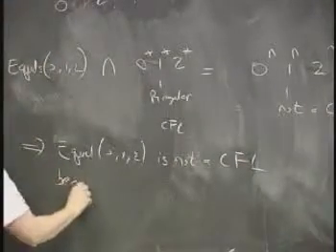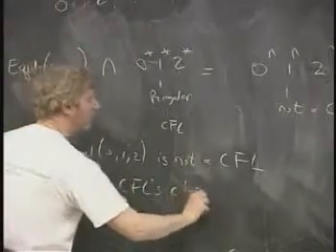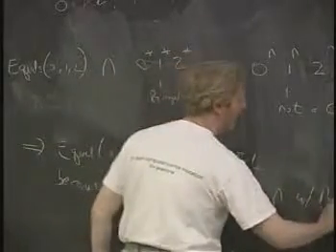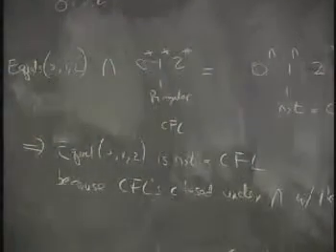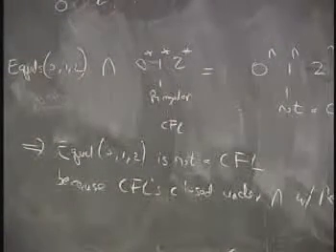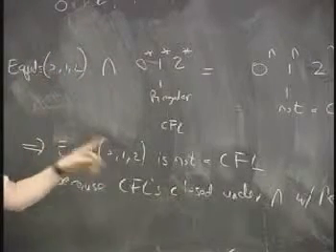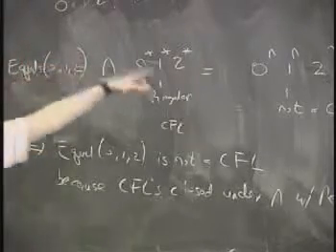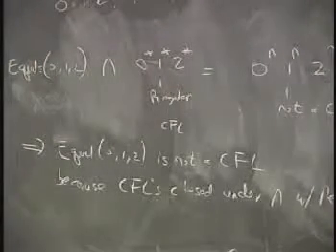because CFLs are closed under intersection with regular sets. So this identity implies that equal zeros, ones, and twos is not a CFL. If it were, then its intersection with a regular set would give you a CFL, and you don't get one. All right. Are there questions about that kind of idea?